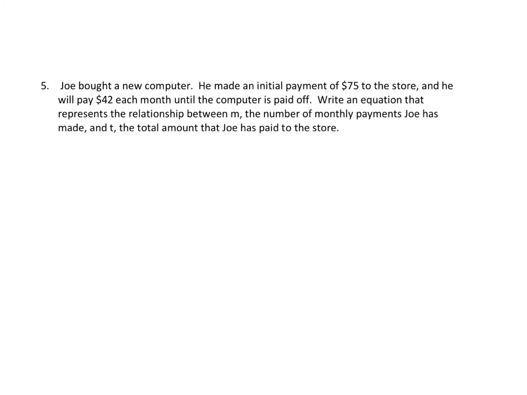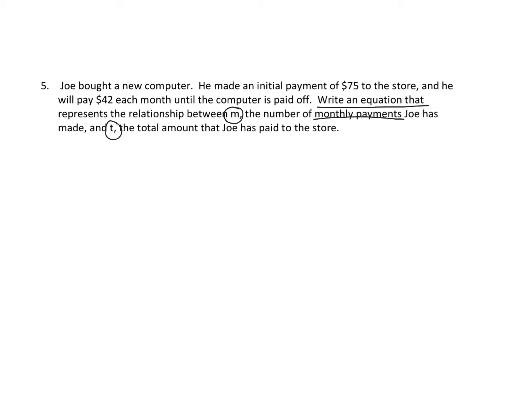When you're given a word problem and you're told to write an equation that represents the relationship between a variable and another variable, we're going to figure out which one is y and which one is x. So for this problem, m is our x value because monthly payments are happening over multiple times. So that's our variable x. And then t is going to be like our y.